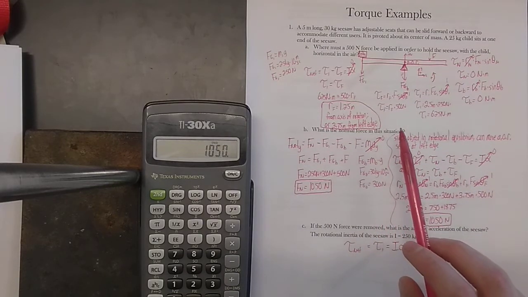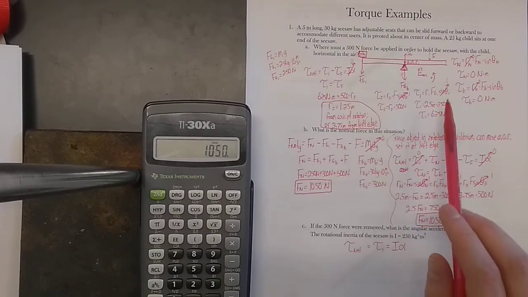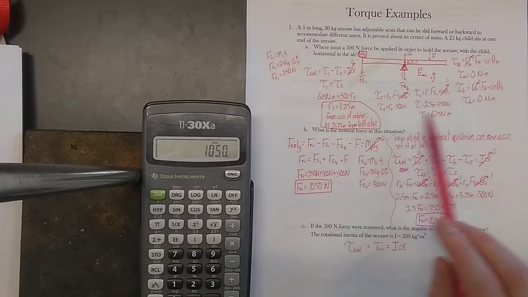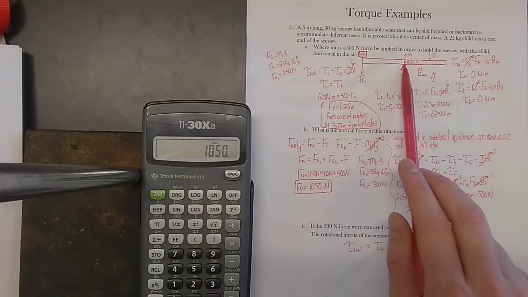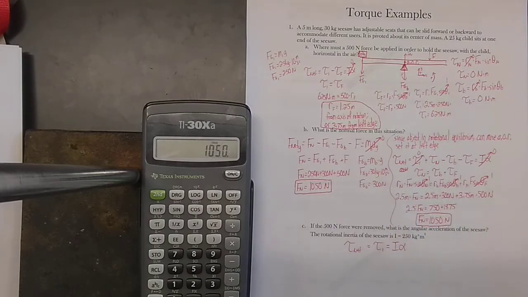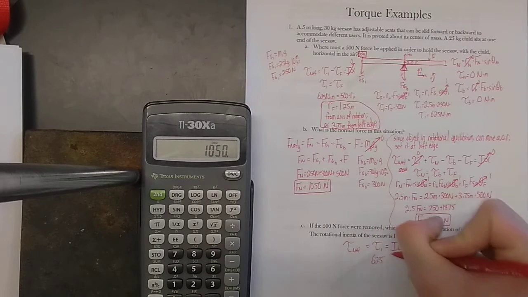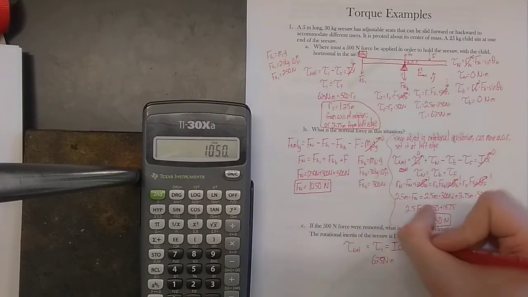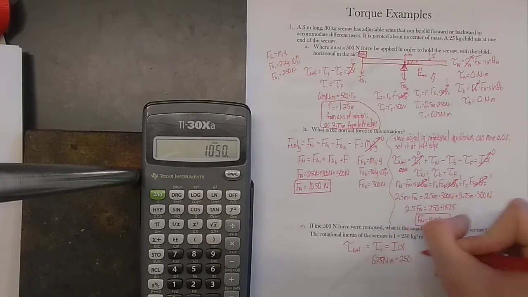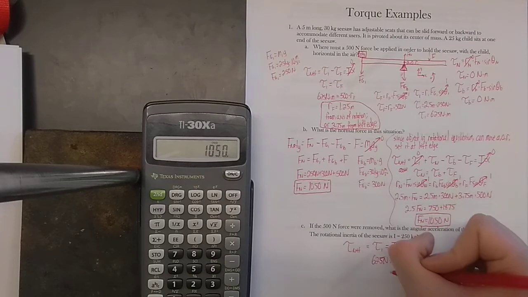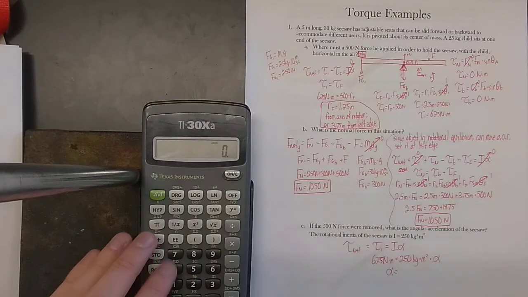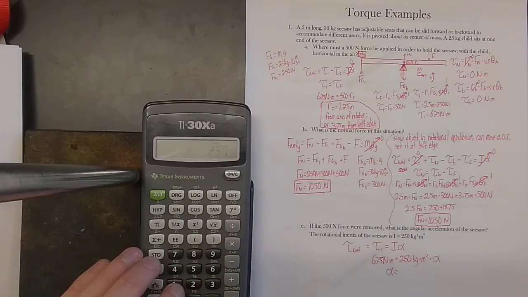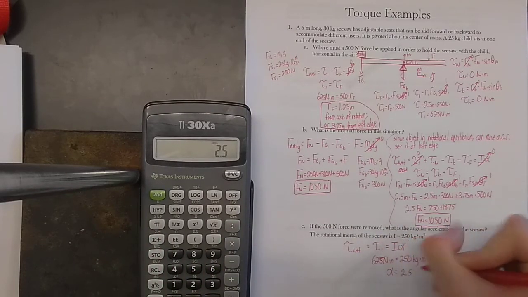Let's see, we calculated tau 1 last time. Back when we had the axis of rotation over here, we know that the child is 2.5 from the axis of rotation, and we know that their weight is still 250. So this is going to be 625 Newton meters again. And if you're confused about how to calculate that, just look right up here. Equals 250 kilograms times meters squared times alpha. We solve for alpha. 625 divided by 250, and we get 2.5 radians per second squared.